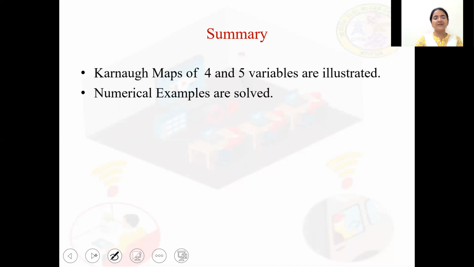But the numbering is only different for the stacked numbering version and the mirror image version. But the vertical alignment of the stacked numbering version is easy for us to understand. So whichever version is easy for you, you can do that. And we have solved some examples on this 4 and 5 variable K-map.